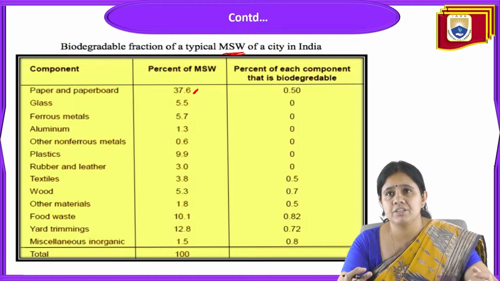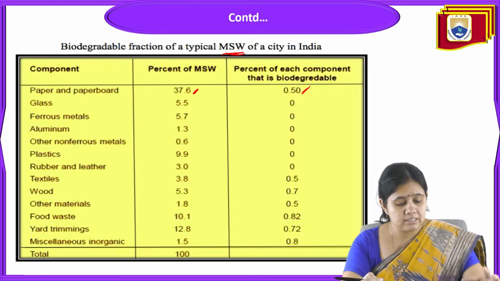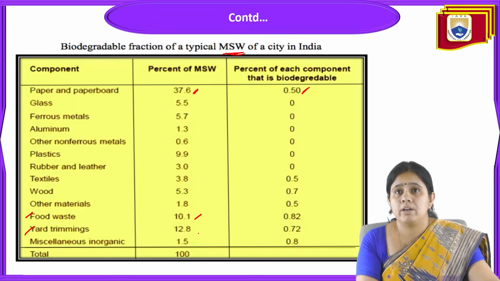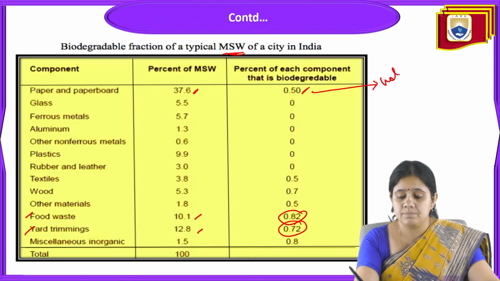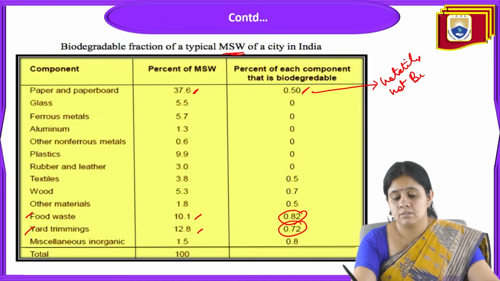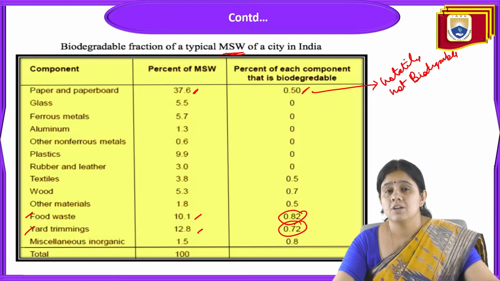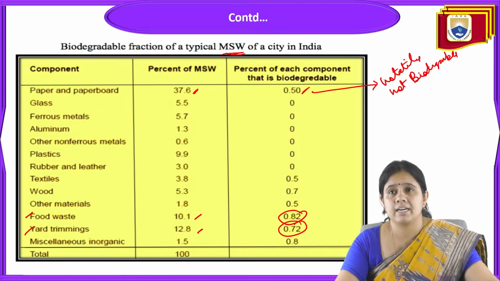But the percentage of each component that is biodegradable is very less, like 0.50. On the other side, you can see that food waste and yard trimming have 10% and 12% only, but their biodegradability content is more because they have lignin content. They have volatile matter, but they are not biodegradable. Like this, food waste and yard trimming can contribute to the percentage of each component that is biodegradable.